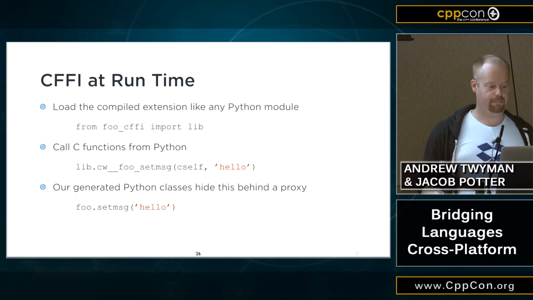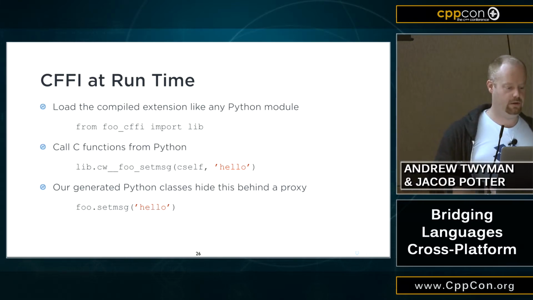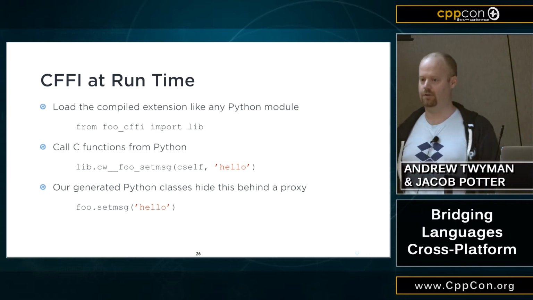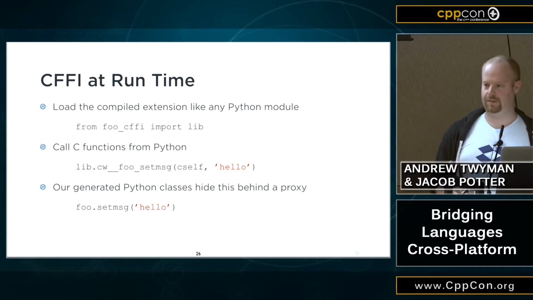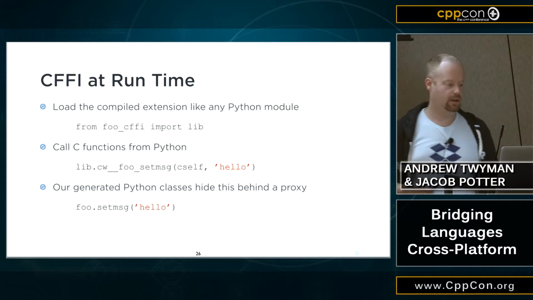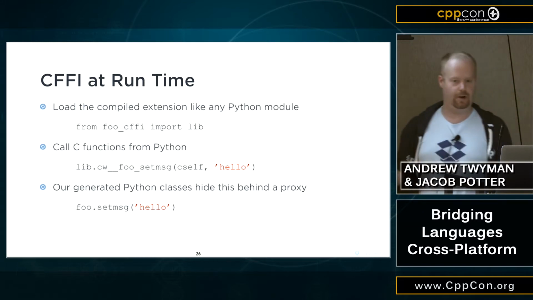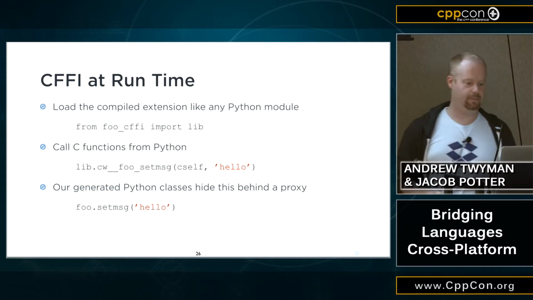So once you've done that at build time, things are pretty easy at runtime. You want to load the compiled Python extension. You can load it just like any other Python module with an import. Then this lib object lets you make calls to C functions, and it does some of the basic marshaling internally. Of course, in our Djinni-generated classes, we don't want you to call C functions. We want you to call ordinary methods. So we have a proxy that'll hide this and give you something that looks more like a normal Python interface.